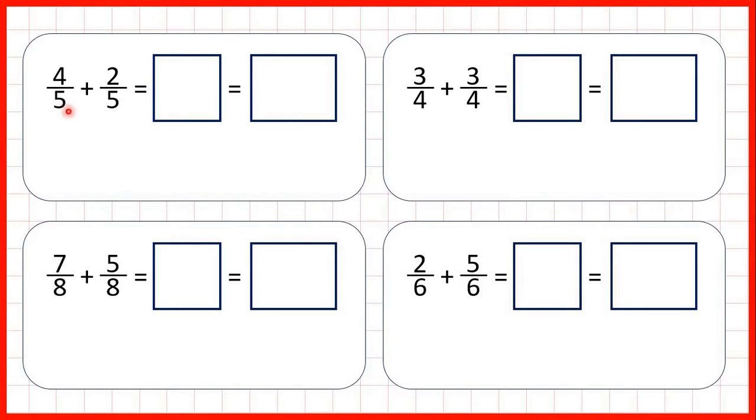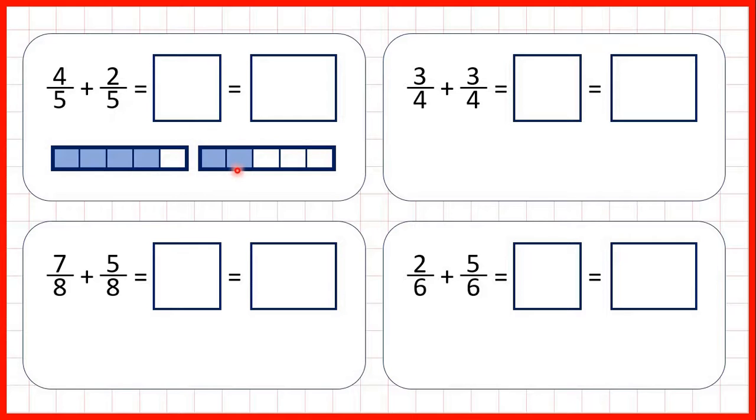So here we're adding fractions with the same denominator, but we have 2 answer boxes. That's because we can write our answer to these questions as both an improper fraction and a mixed number. So first we have 4 fifths, so 4 parts out of 5 on our fraction bar, and we're adding 2 fifths, so that's 2 parts out of 5. You can see that adding is putting things together, and altogether we have 6 fifths, because each of these is 1 fifth, and we have 6 parts.